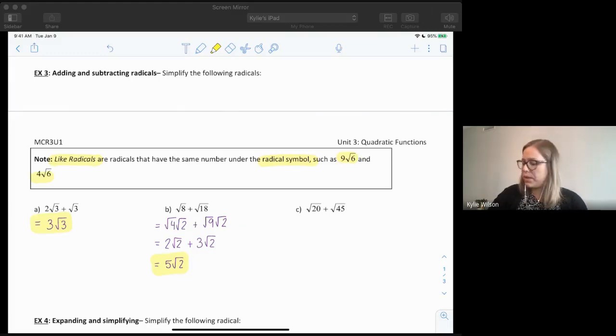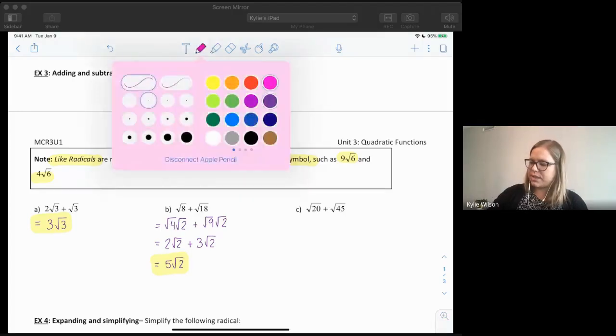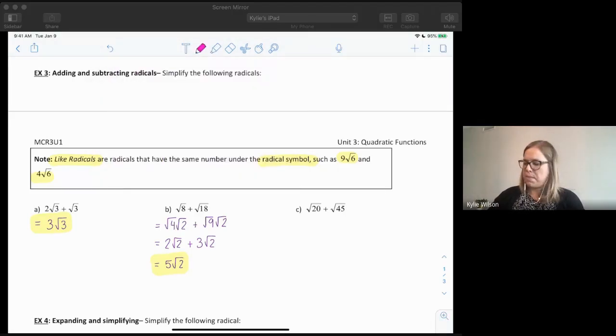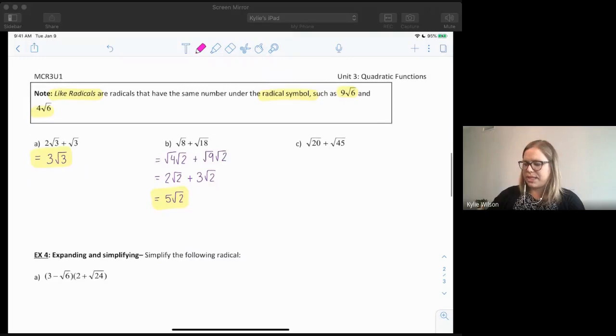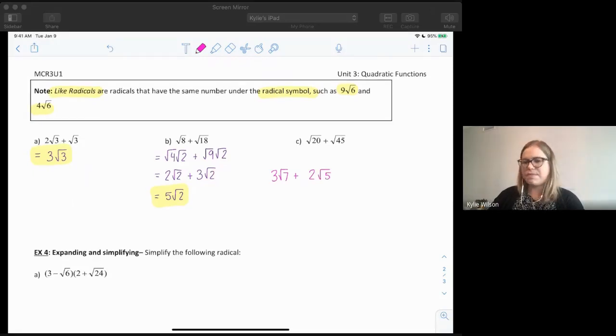So that's actually a really good question. Let's address that. So for example, I'll put in a different color so we know that it's different. So if I had something like this, 3 root 7 plus 2 root, I don't know, 5. These cannot be combined in any way. That's as simple as it can get.